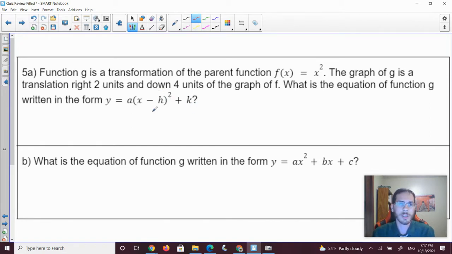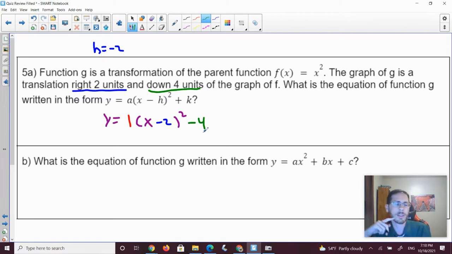So all of our transforms are given to us, but we didn't really get any stretches. We're not vertically reflecting. So a is going to end up being 1 in this case. h is how far we go left or right. If we're going right 2 units, that means h has to be 2, because with x minus 2 we would get 2 units to the right. For k, we have to go down 4 units, so we put in -4 for k.